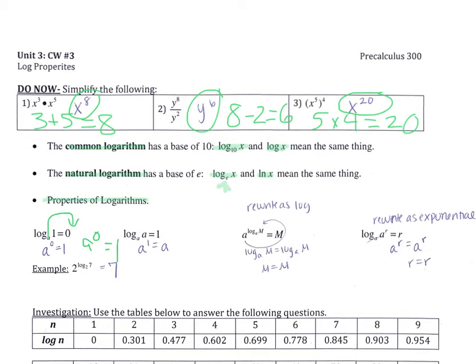If we look at this next one, log base a of a equals 1. When we rewrite it, it's a to the 1 equals a. Okay?